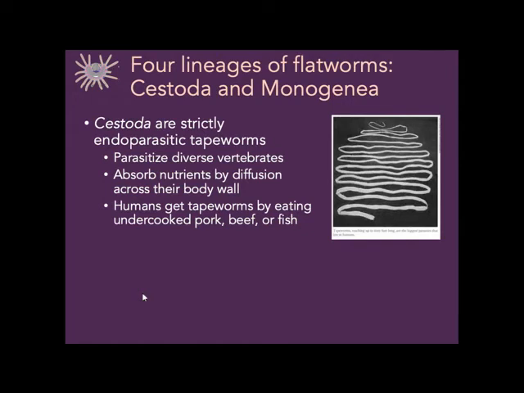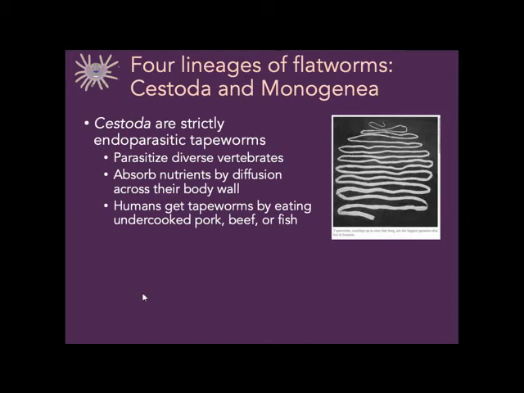They basically attach in the gut, and they don't have any digestive organs. Instead, they're just bathed in food, and they just absorb food through their body wall. So people who acquire tapeworms will often get kind of thin because they're not absorbing all the food in their body. And you can acquire them by eating undercooked pork, beef, or fish.